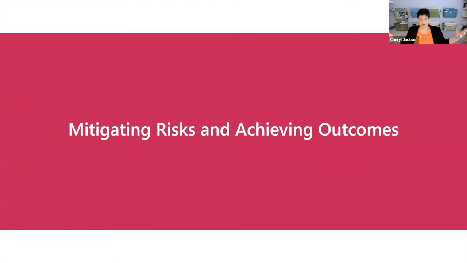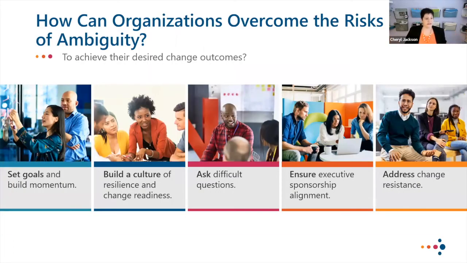How can organizations overcome these risks to ambiguity? First of all, we are pretty good at setting big goals and building momentum toward those big goals. What we need to do is set smaller goals along the way. I don't know how many of you are parents, but I have young children, and I still remember when they were learning to walk, and when they would even start to move in the direction of picking up those legs or standing up, we were praising every single step in the right direction, no matter how small.